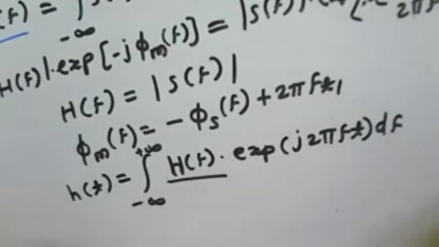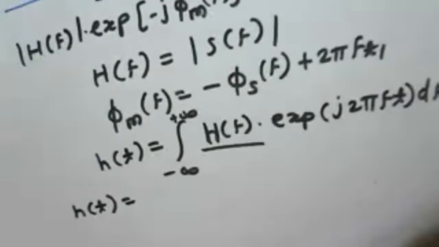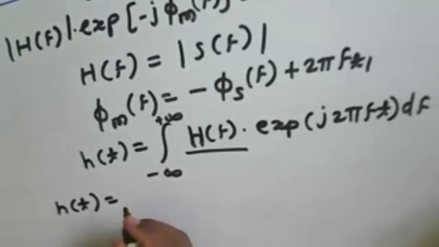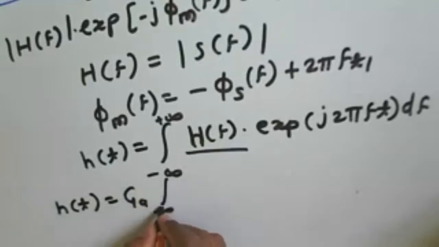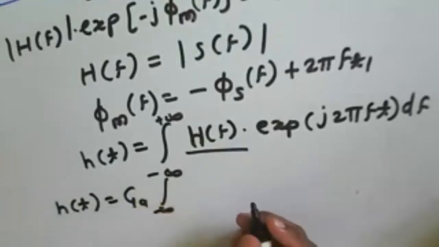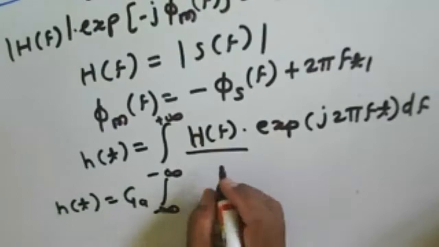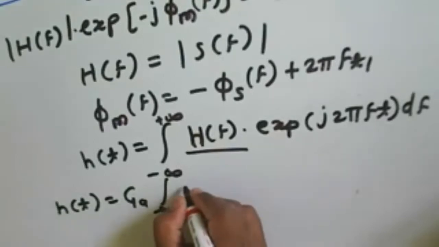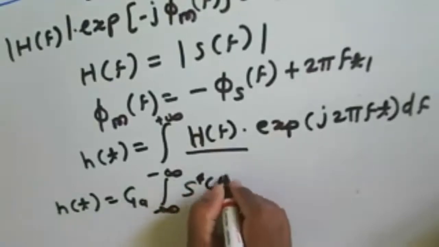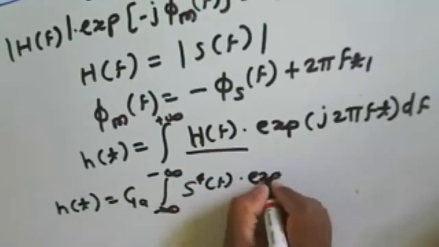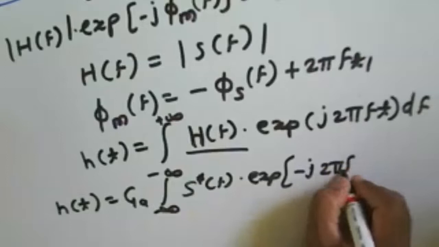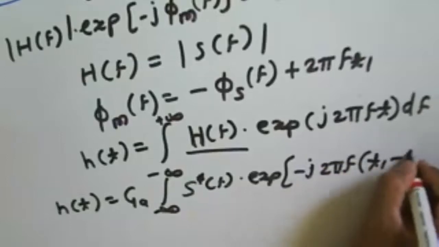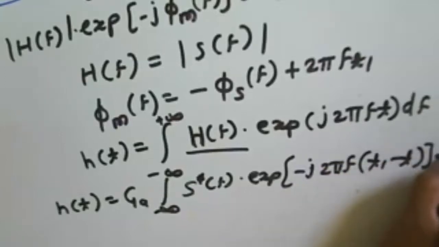So we get the function h of t equal to whatever the gain is, with the integral from minus infinity to plus infinity of the complex conjugate of S of f, times the exponential of minus j twice pi f (t1 minus t), df.